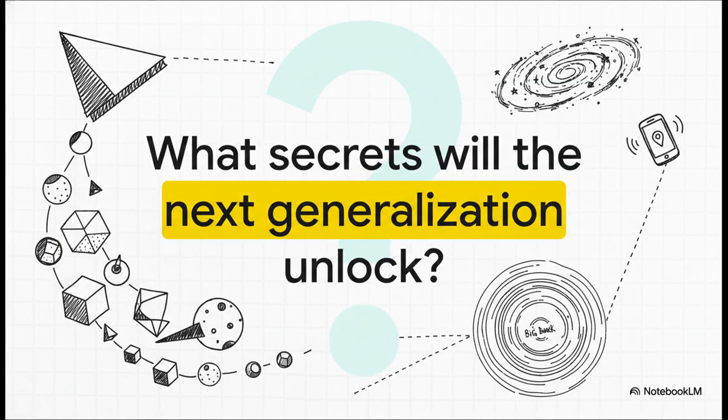Think about where we started. A simple rule for right-angled triangles that you learned in school. And just by generalizing it step by step, we built a mathematical tool powerful enough to describe the entire cosmos, from the location of your phone all the way back to the Big Bang. It really makes you wonder, doesn't it? If all of this came from tweaking Pythagoras' theorem, what incredible secrets will the next great generalization unlock?